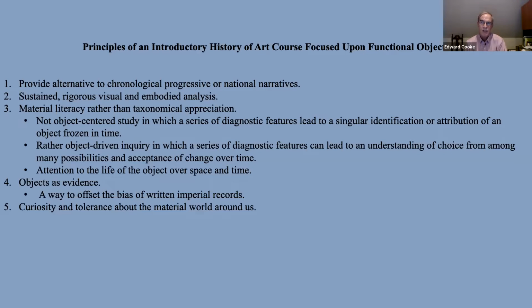About 9 years ago, I proposed a new course for Yale undergraduates, a new introduction to the history of art that was intended to provide an alternative to both the chronological, progressive, one thing begot the other, sort of Alfred Barr MoMA kind of sequence, or that would avoid national narratives. I still wanted to preserve this idea that an introductory art history course should engage students with firsthand evidence, real works of art, in a sustained, rigorous way.